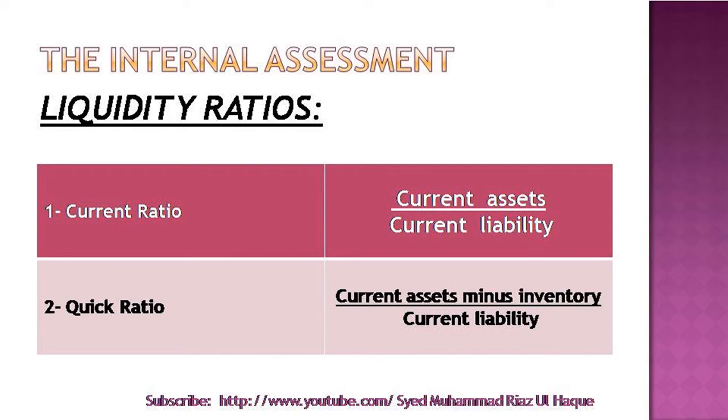Second, in liquidity ratios we have the quick ratio. How can you find the quick ratio? First you have to subtract inventory from current assets, and whatever answer comes, you divide by current liabilities. That is the formula of the quick ratio. It measures the extent to which a firm can meet its short-term obligations without relying upon the sale of its inventories. That is an important point.